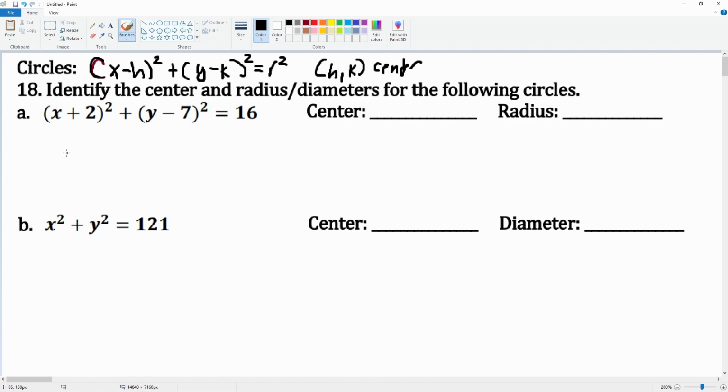So here we do that. The h is here, minus 2. The k here is 7. And the r here, we take the square root of 16, which is 4. So the center is negative 2, comma 7. And then the radius here is 4.